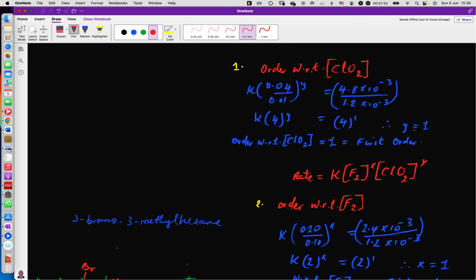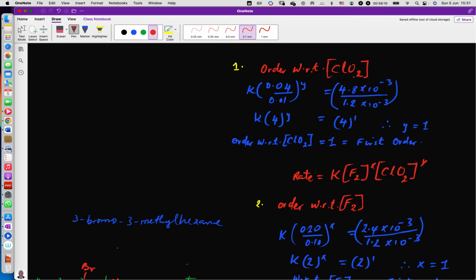If y is equal to 1, that is the order is equal to 1. We now say it is first order with respect to the chlorine. So all of them are first order. It is first order with respect to fluorine and first order with respect to chlorine.